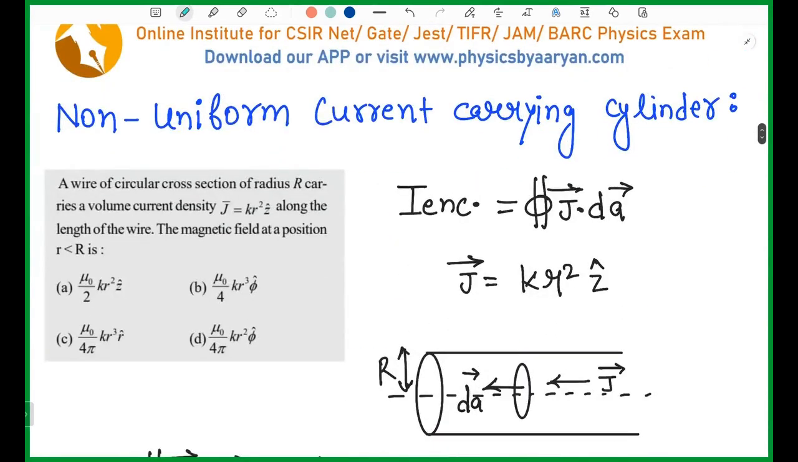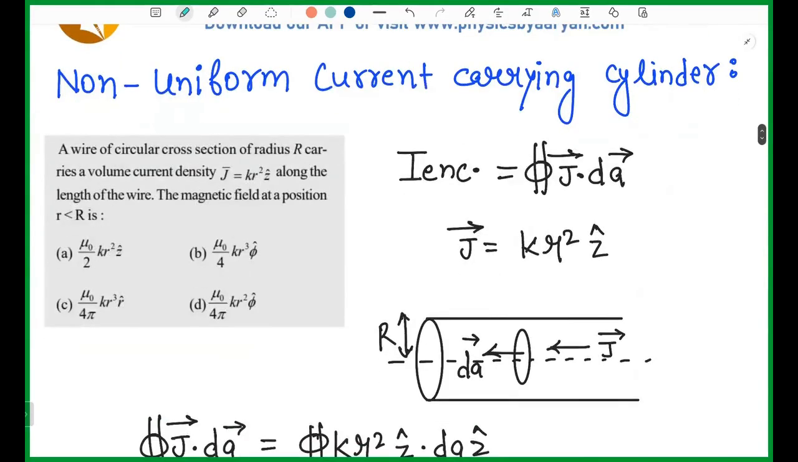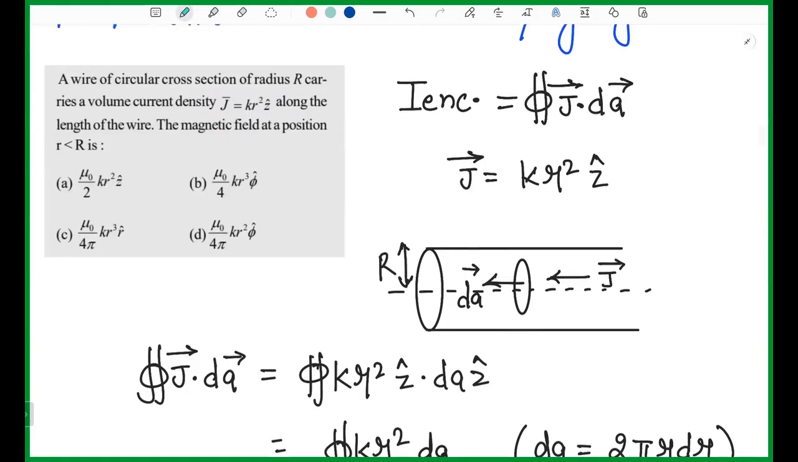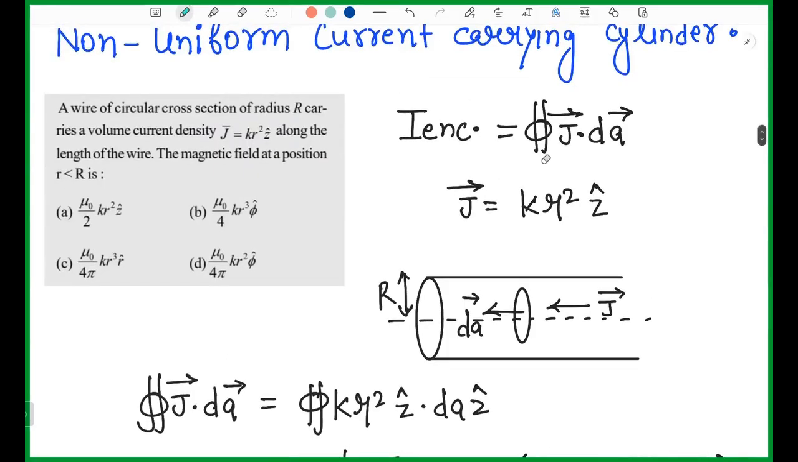So now still you have the cylinder, but now your current density is not constant, it is non-uniform. So you can clearly see that your current density depends upon R. It means if my R is small, my current density is small. So here current density will be less, but here current density will be more. So as I move away from the axis, my current density keeps on increasing. So now I have the non-uniform current density. In this case, what will be my I enclosed? So my I enclosed will be J dot dA.